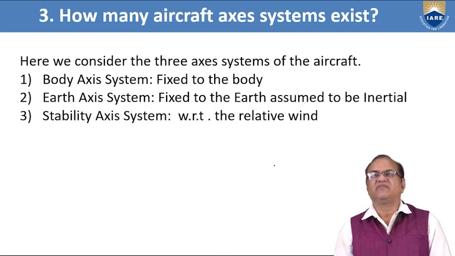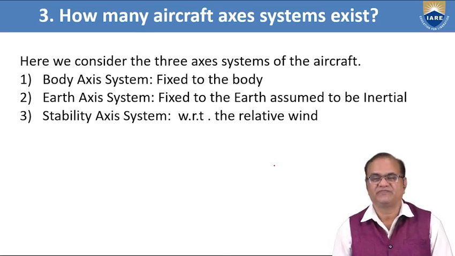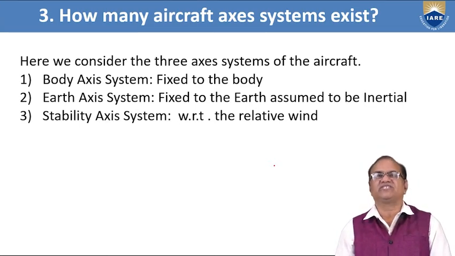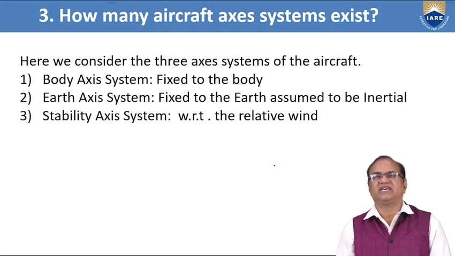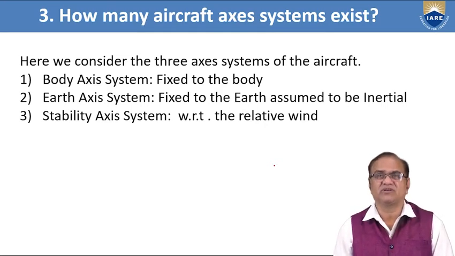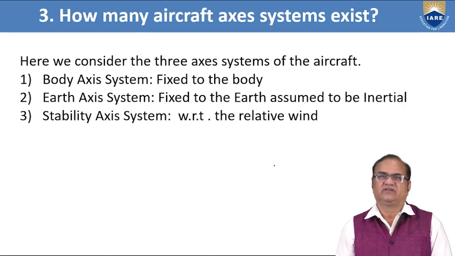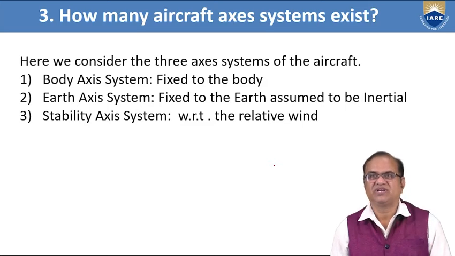Stability axis system with respect to the relative wind. So normally in our aircraft stability and control, we study these three axis systems: fixed to the body, fixed to the earth, and fixed to the stability axis. And these all three have some very important results for different references. We have to understand this very carefully.